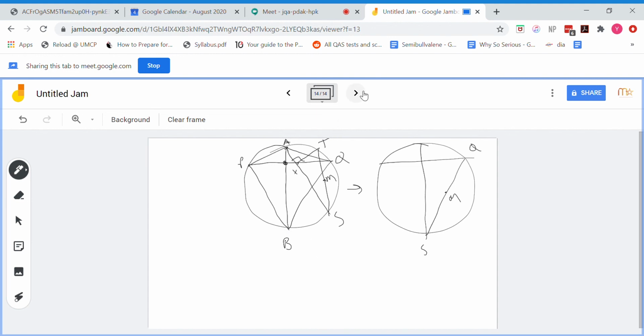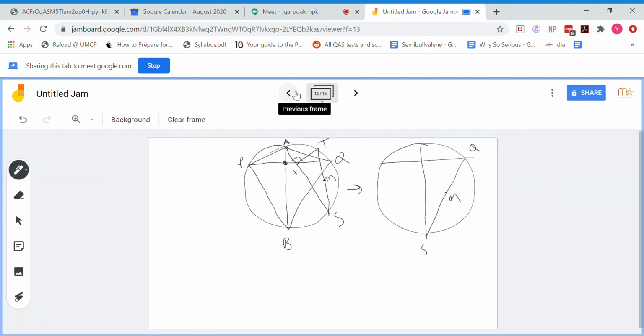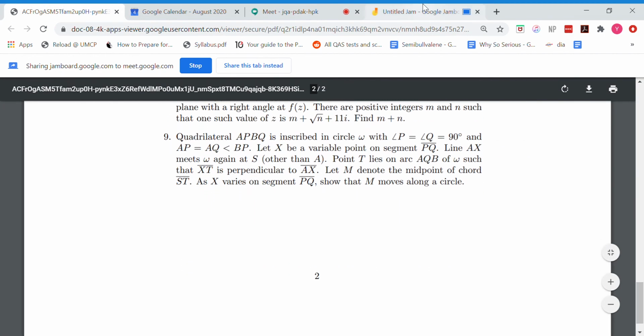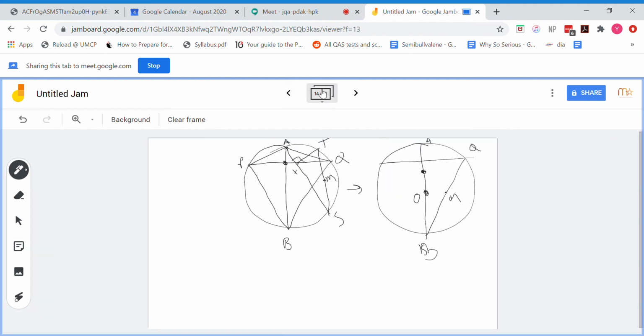Okay. So the central claim is that M varies along this circle, where the center is this point right here, which is the quarter point of AB. So we'll call the center of the circle O, and we claim that the circle that M varies upon is AO. Alright? So let's see how we can prove this using complex numbers.